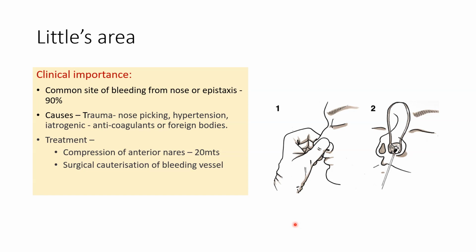The causes for bleeding are trauma due to nose picking, which is seen more commonly in children, hypertension, or it can be due to iatrogenic causes like use of anticoagulants or foreign bodies that can cause bleeding from this area. And you can see in this picture the treatment is by compressing the anterior nares for 20 minutes. This bleeding can be stopped, and if it is not responding, then surgical cauterization of bleeding vessels has to be undertaken.